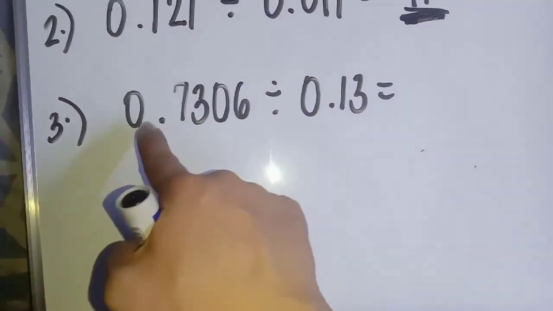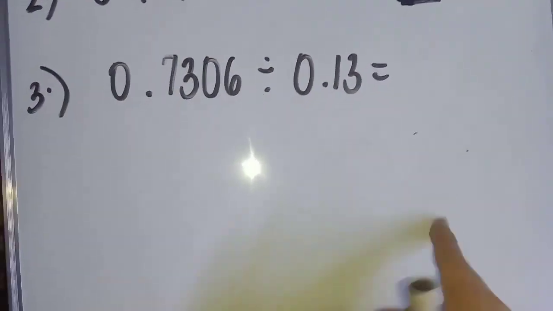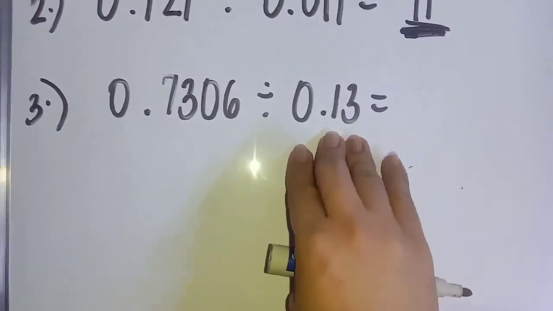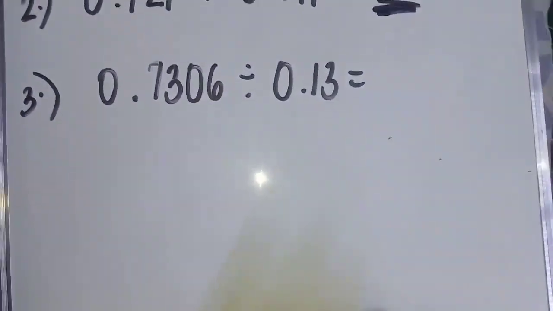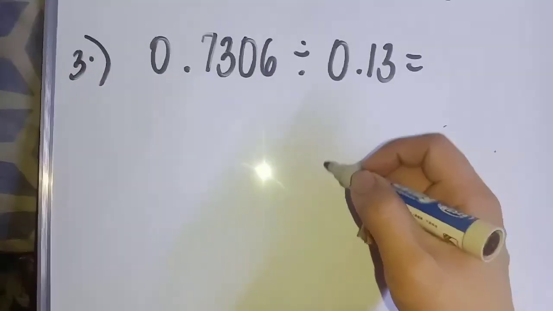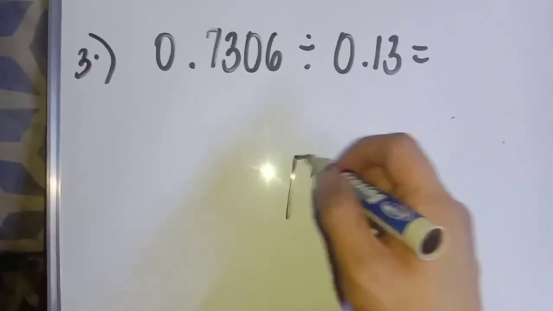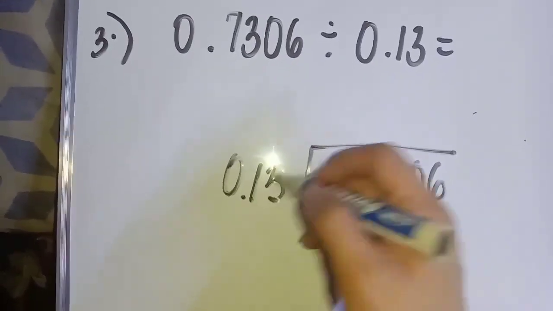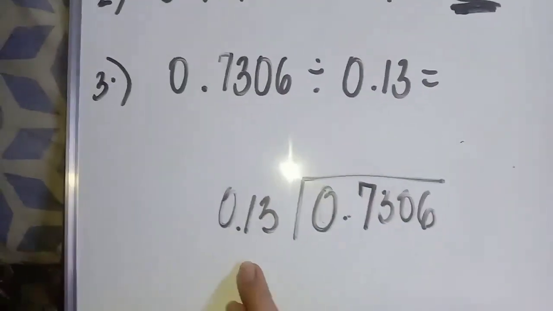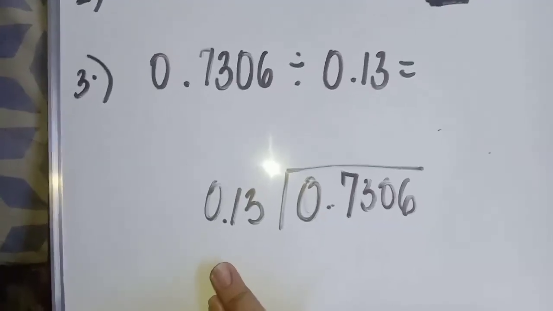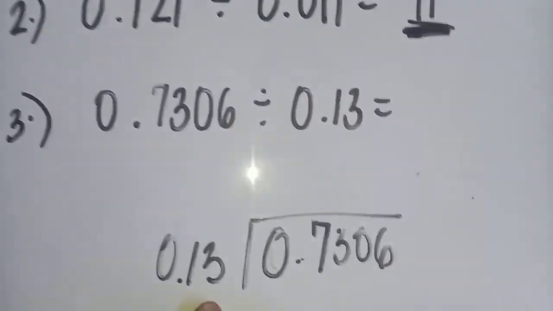So again, yung naunang given natin will be put inside the division symbol or sign. Okay, then yung last number natin, which is the 0.13, will be put outside the division symbol. So we have 0.7306, okay, divided by 0.13. Again, we cannot proceed to division without making yung nasa labas na number a whole number. Okay, since 0.13 is a decimal number, gagawin natin siyang whole number.